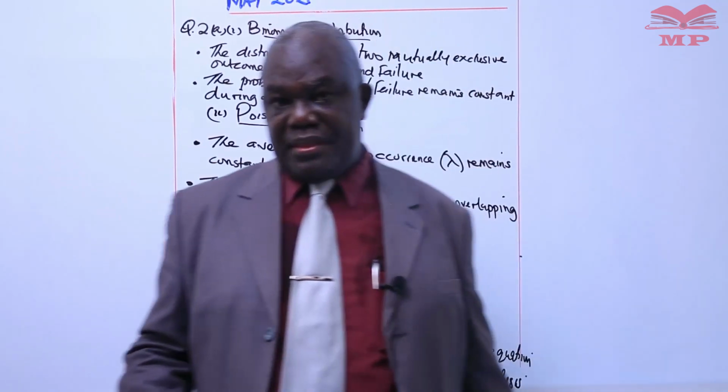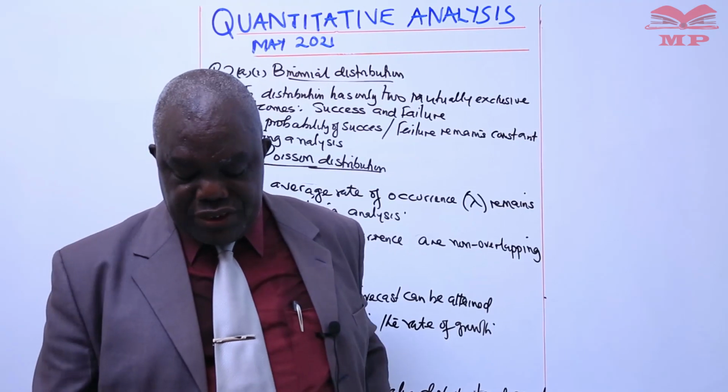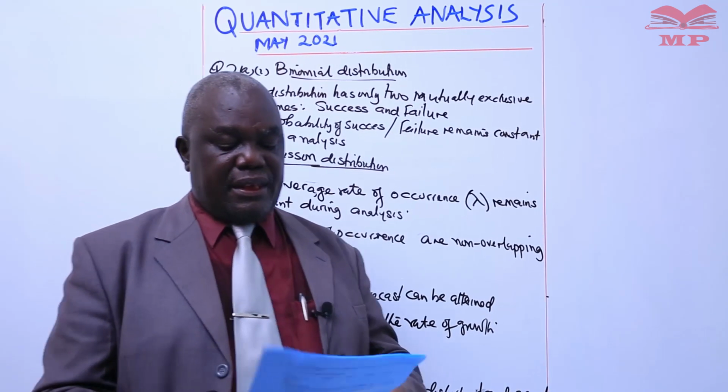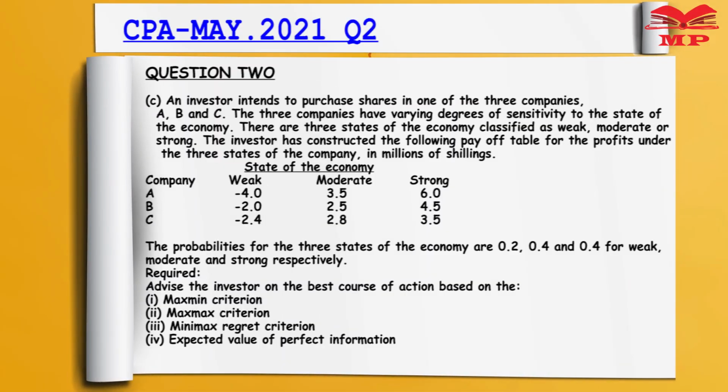Question 2B. Next, I'll move to question 2C. This question is on decision theory. An investor intends to purchase share in one of the three companies A, B, C. The three companies have varying degrees of sensitivity to the state of economy. Those are states of nature. There are three states of the economy classified as weak, moderate, or strong. The investor has constructed the following payoff table for the profits under the three states of economy in millions. The table has companies A, B, C, and weak, moderate, strong. The probabilities of the three states of the economy are 0.2, 0.4, 0.4 for weak, moderate, and strong respectively.